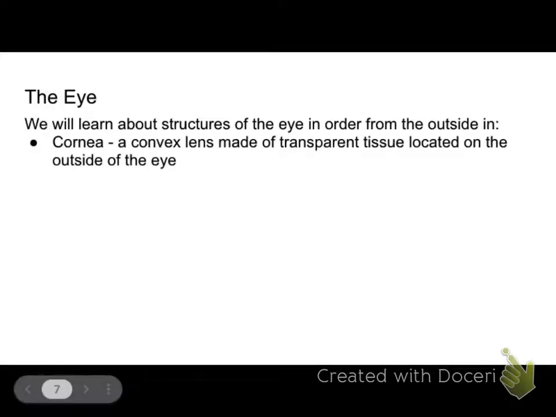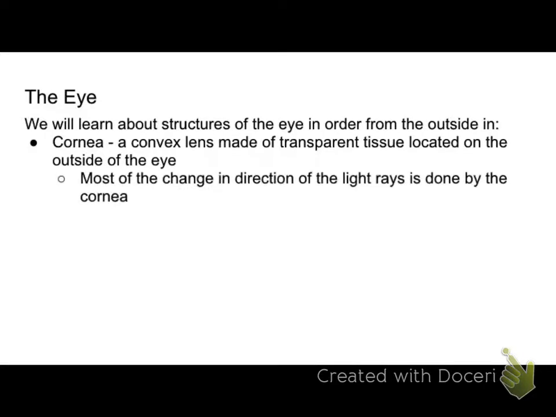Starting with the cornea. The cornea is a convex lens that's made of transparent tissue, and it's located on the outside of your eye. So it's this clear portion that's on the front of your eye, okay? So if you're touching your eye, you're more than likely touching your cornea. A lot of people know that you have a lens in your eye. Most people don't realize that you actually have 2 because your cornea is, in fact, also a lens. And they don't realize that the cornea is actually in charge of most of the bending of light. So most of the changes in the direction of light that are done when light enters your eye are done by the cornea.